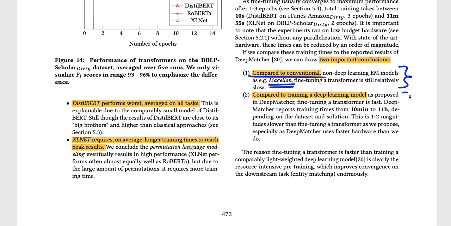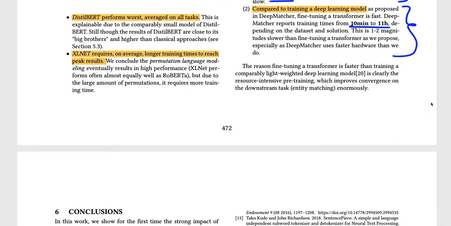But if we compare the same with DeepMatcher or DPR, where the training time ranges from 10 minutes to even 11 hours, the fine-tuning effort here is very, very small by comparison. This is primarily because of the unsupervised pre-training done with a large corpus of data. So that is the final result. That's the end of the paper as well.